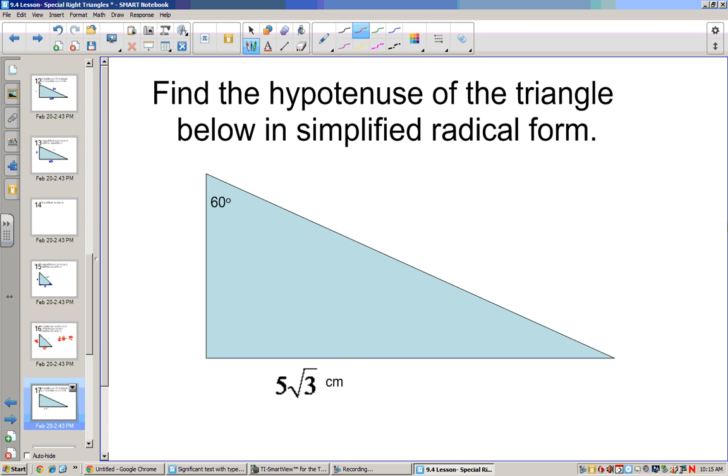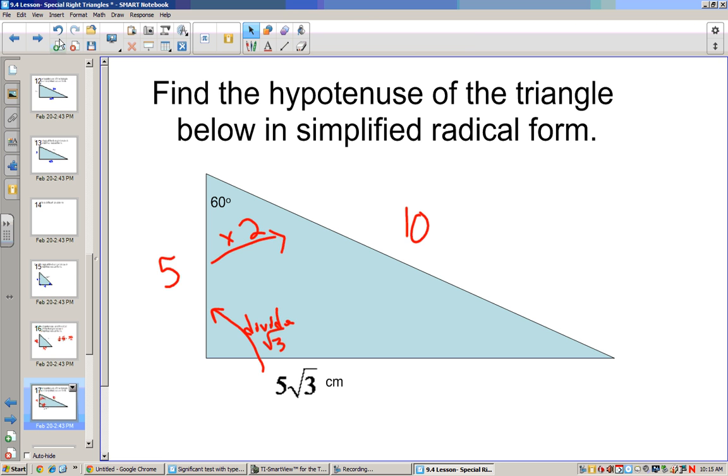All right, in this one, I have this side being 5 times the square root of 3. I have to divide by the square root of 3 to go over here. So 5 root 3 divided by root 3 is 5. And then I multiply by 2 to get my hypotenuse. So now 5 and 10, just like my initial problem.